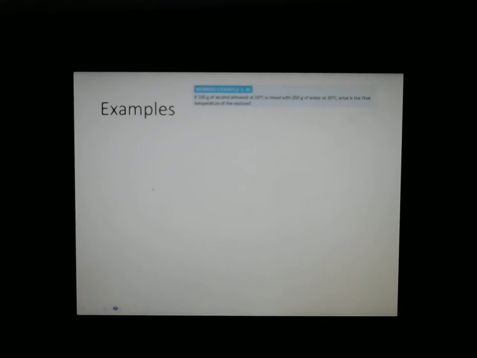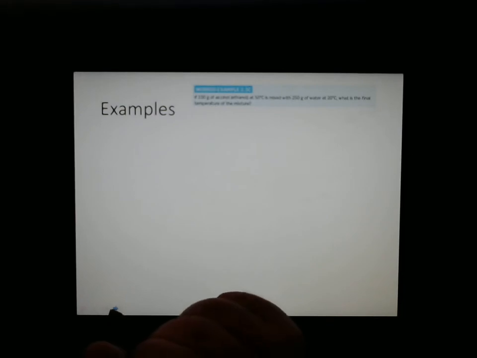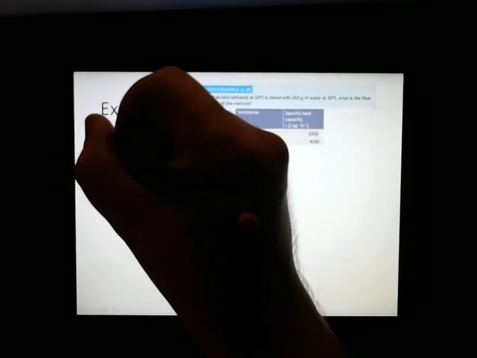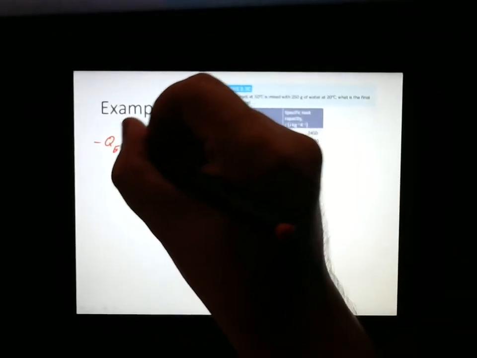Okay, next example. We've got a few examples on this one. Here now we've got 2 different materials. We have 100 grams of alcohol, ethanol, is the specific alcohol in this case, mixed with 250 grams of water at 20 degrees. What's the final temperature of the mixture? Now, I have put our specific heat capacities here. We're going to do the same thing. Let's see, the alcohol is at 50 and the water is at 20 degrees. So I predict, fairly rightly, that the ethanol is going to lose the energy and the water is going to gain the energy.